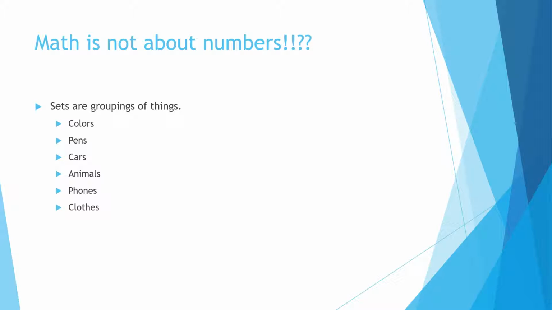All right. So here's the biggest thing that people don't get. When they hear math, they think numbers. But the real basis of math is not numbers. Math is not actually numbers. Math is sets. Sets are simply groupings of things. We group colors together. Your crayons are all different colors and they're grouped in a box. It's a set of crayons. You can group pens. You can group cars and animals and phones and clothes and just about anything you can think about. Math is based in sets.